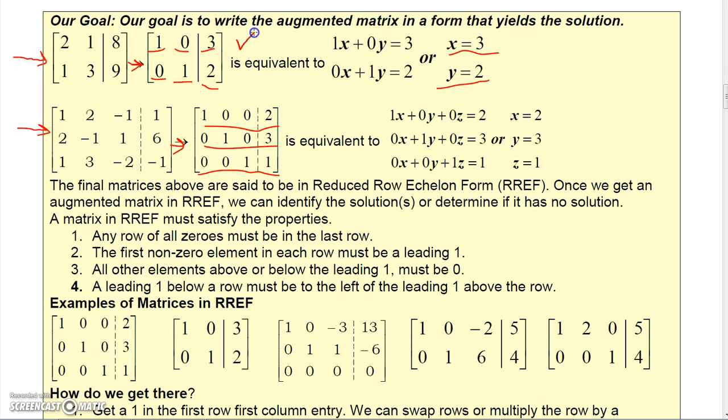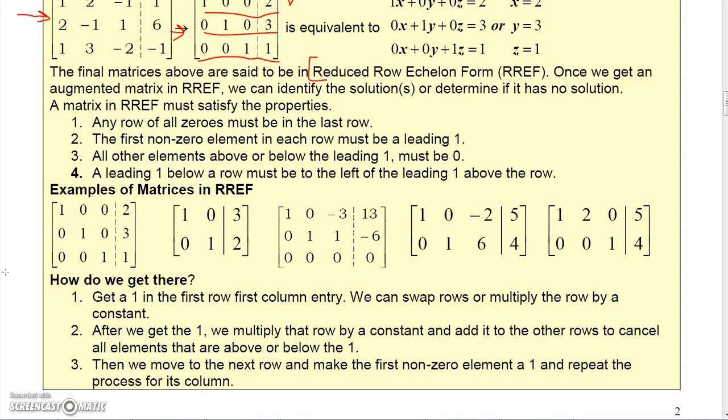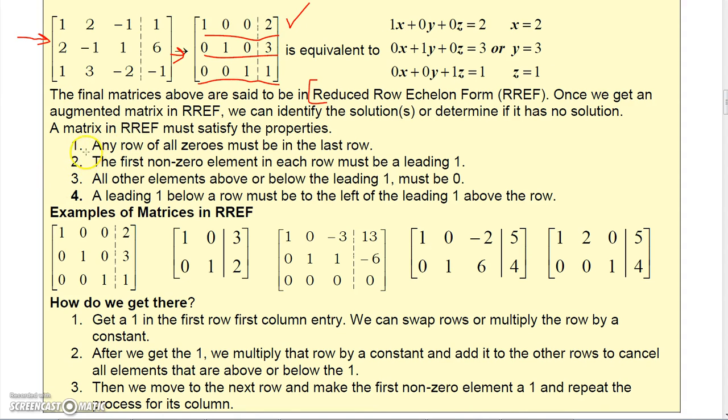Now these two matrices have a special name. They're actually said to be in reduced row echelon form. So that's right here, reduced row echelon form, or RREF. So once we get an augmented matrix in that form, we can identify the solution or solutions, or we can determine if it has no solution. So for a matrix to be in that form, there are some rules you can follow, but if you just follow my advice, we'll be able to get there.